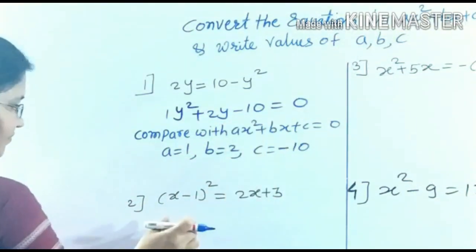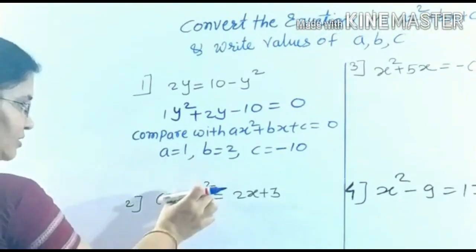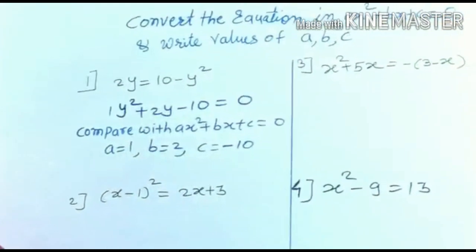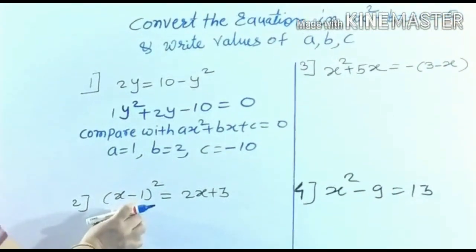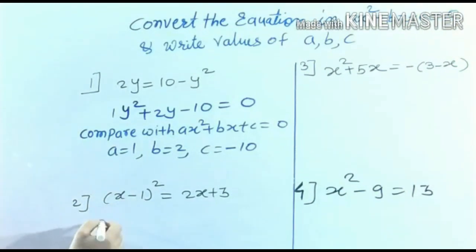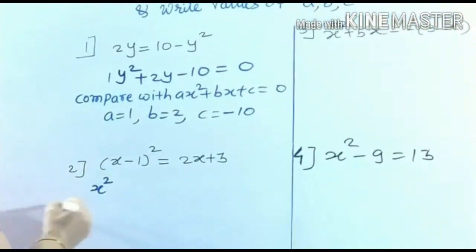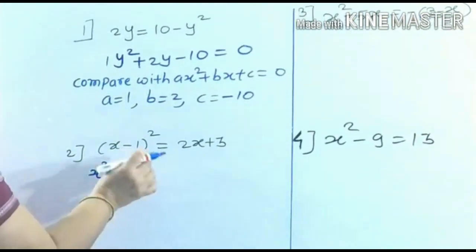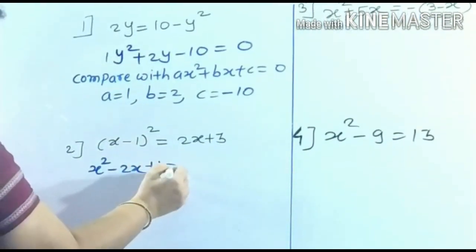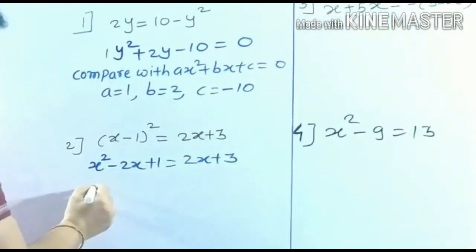Next example. This x minus 1 is in the bracket, and its square is there. So expand this first by using the formula (a minus b) whole square. By using the formula we get x square minus 2x plus 1 is equal to 2x plus 3.